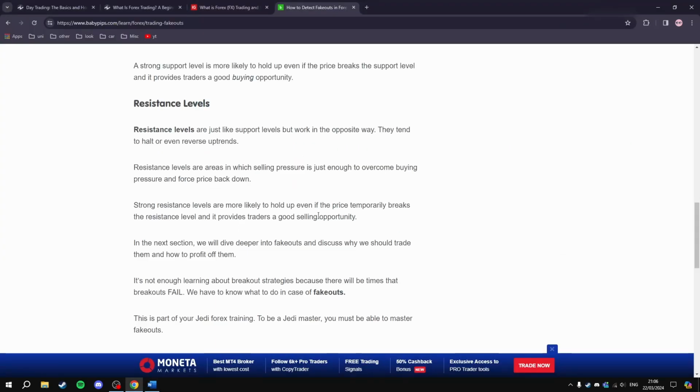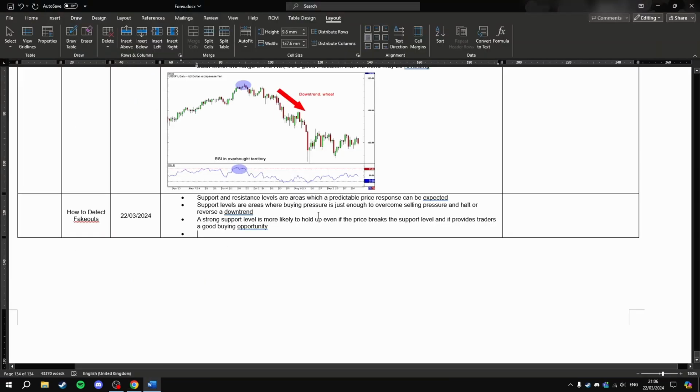Resistance levels are just like support levels but work in the opposite way. They tend to halt or even reverse uptrends.